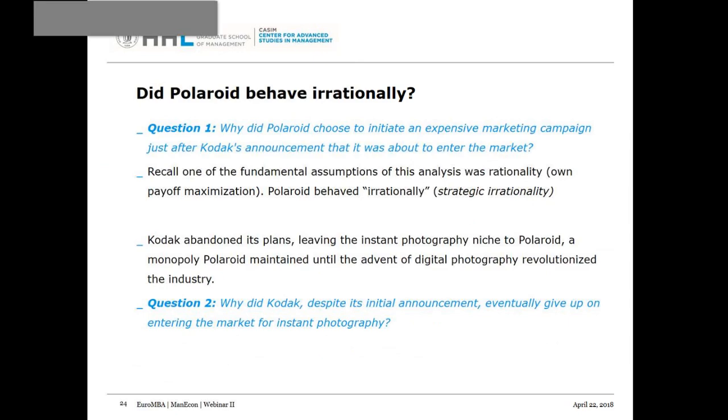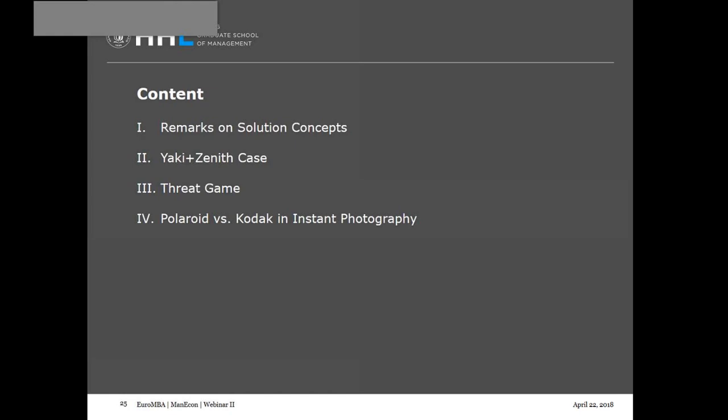Of course, this is one interpretation of the facts. There are alternative ones. I also refer you to a case by Harvard Business School Publishing that deals with the case. There are more details, more numbers, from which you could probably learn something more. But this is an interesting case for strategic management, and it is an interesting case for me to discuss game theory as a tool to analyze strategic interaction.